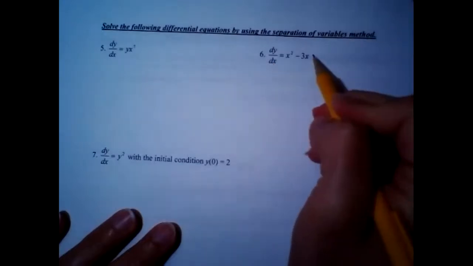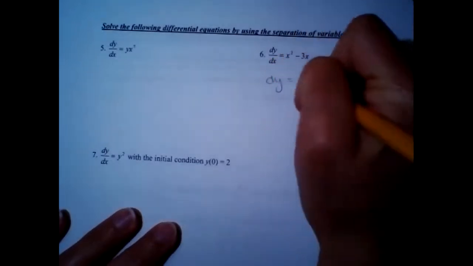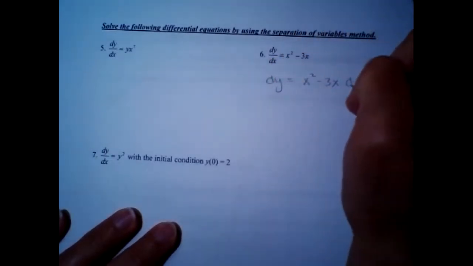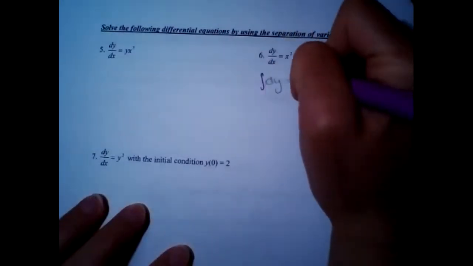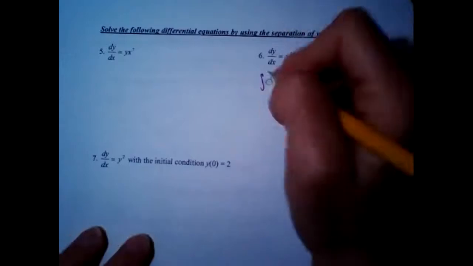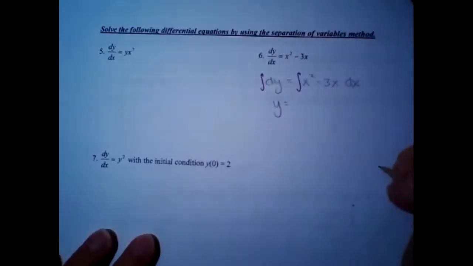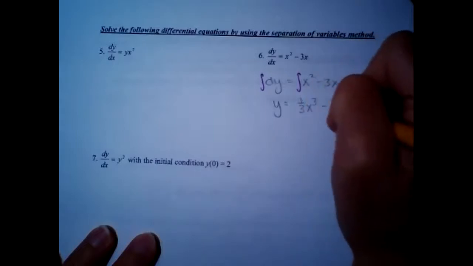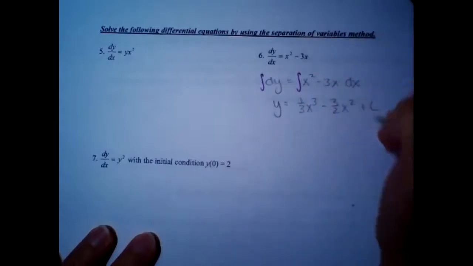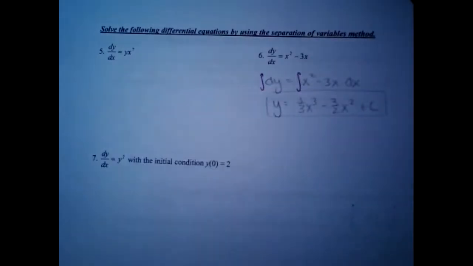So you would multiply over the dx in order to separate that. And then antiderivative. Now, what's really nice about this one is it's going to be y equals, which is fantastic. And this antiderivative would be 1/3 x cubed minus 3/2 x squared plus c. And there is no initial condition given, so you're going to just leave it with the plus c in there. If you don't have an initial condition, it's just the general solution. So you would just leave it like that.